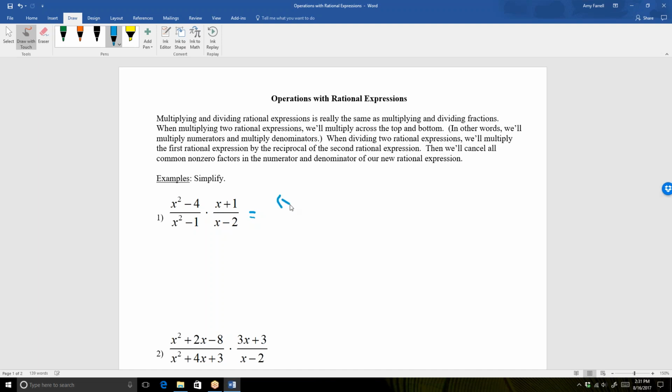So I'm going to start with this first example here, and factoring is going to be extremely important for these problems, just as factoring was really important for simplifying rational expressions. I noticed that in my first rational expression, I have a difference of squares in both the numerator and denominator. So I went ahead and factored those.